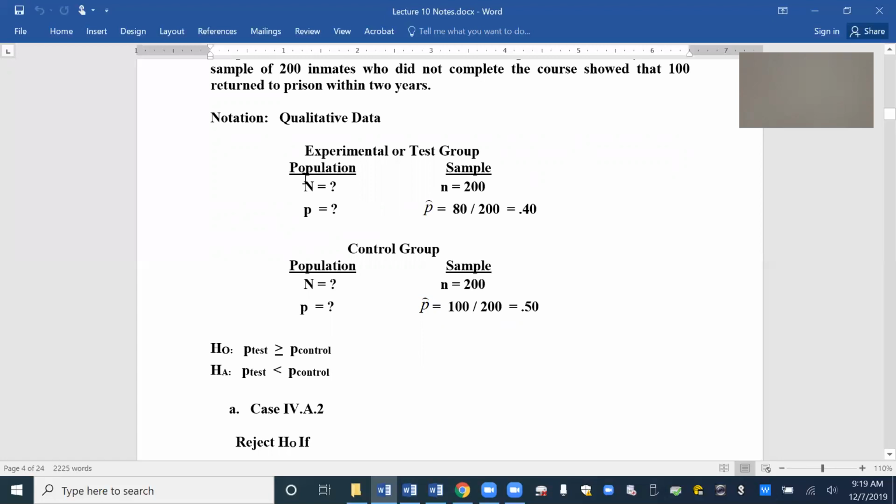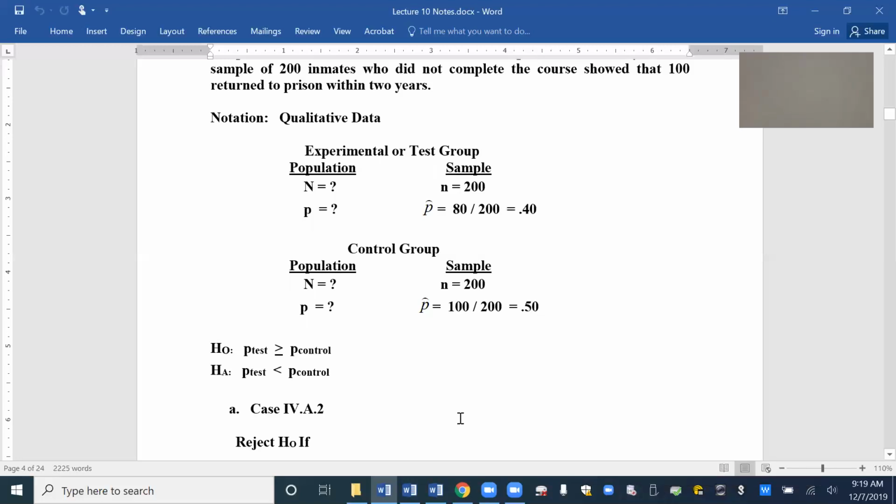We don't know anything about the populations, about who's taken the class and what their rate is. That's why we took the sample to find out. Took a sample of 200, 80 out of 200 is 40%. 40% is the recidivism rate among the people taking this class. Same situation for the control group, the others. The rate of recidivism there is 50%, 0.50.